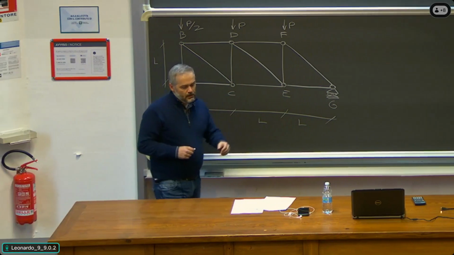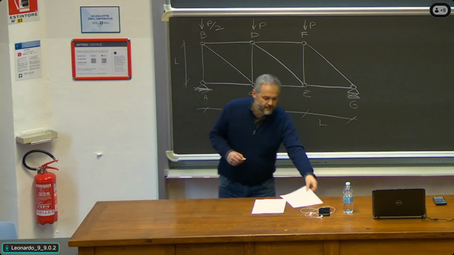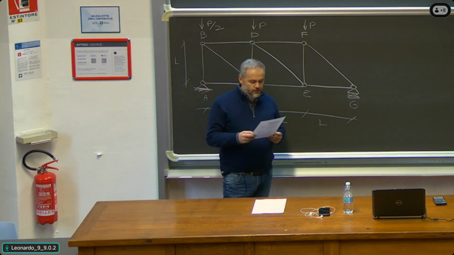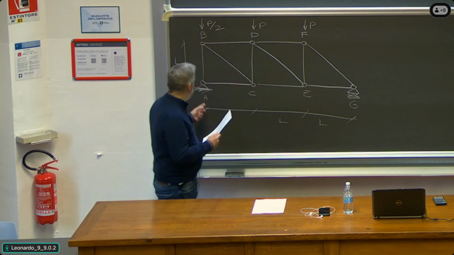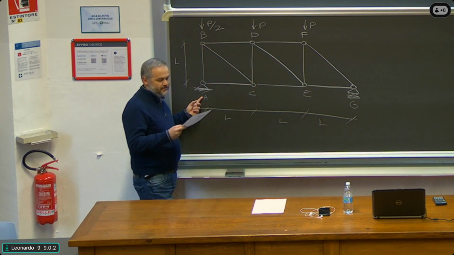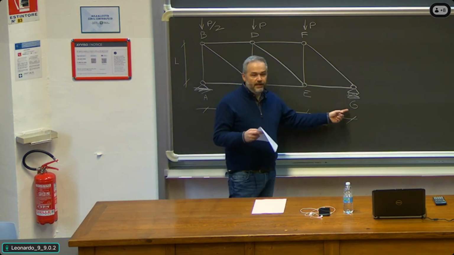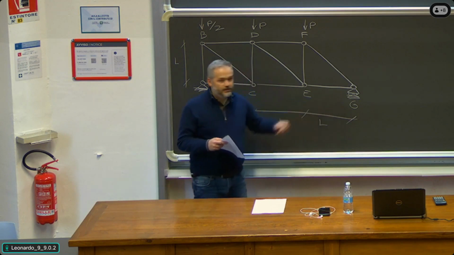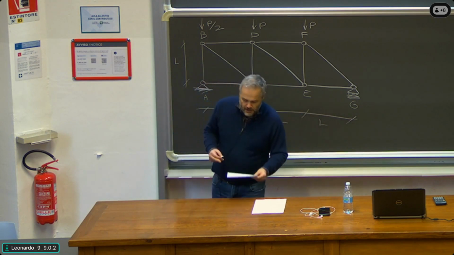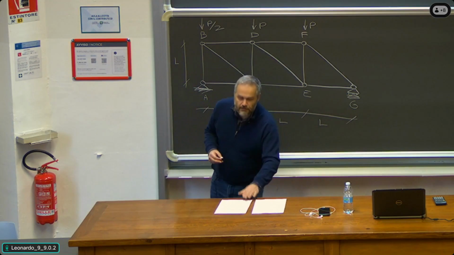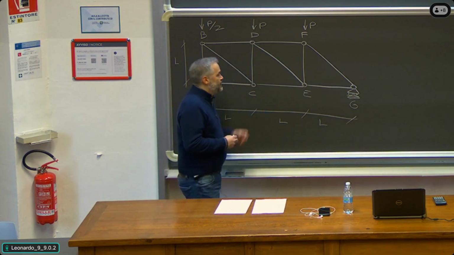So, let's look at what the tasks are. The first task is to work out the reaction forces at point A, here, and it's specified that it's a hinge, and G, which is here, and this restraint here is a roller, by means of rigid body equilibrium equations.